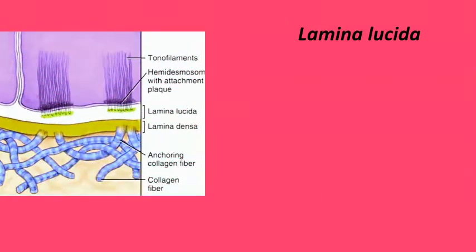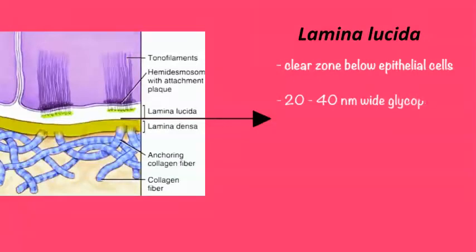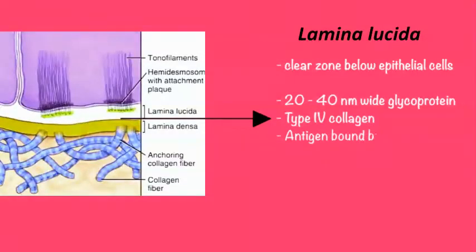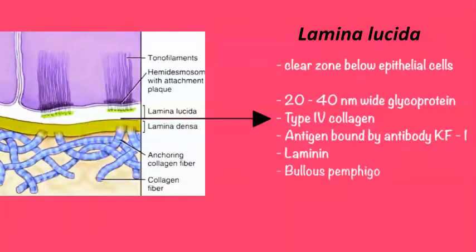Lamina lucida is a clear zone just below the epithelial cells. This is the lamina lucida. It is a 20 to 40 nanometer wide glycoprotein layer, and it contains type 4 collagen and an antigen bound by the antibody KF1.